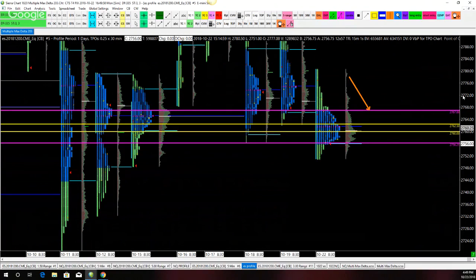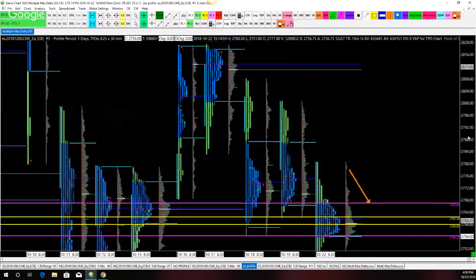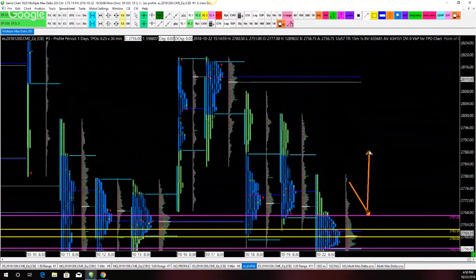Why? See how there's no naked points of control? This is an untested value area high. This gives me a chance to test potentially all the way up to 28.11, right? There's really just not much standing in the way. There are some areas here.